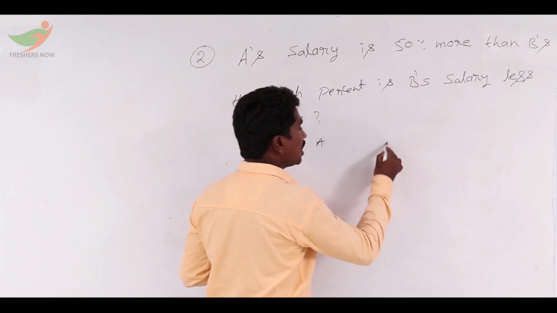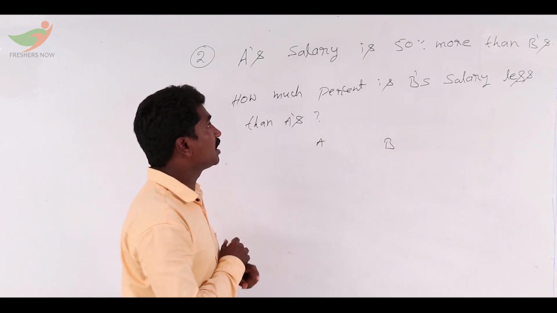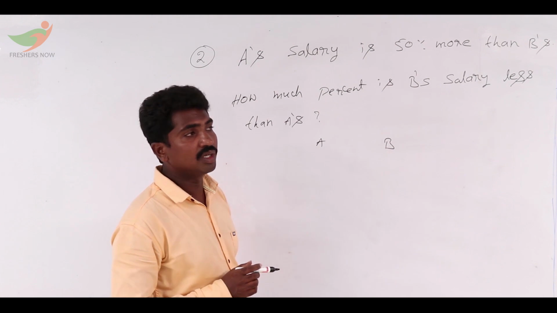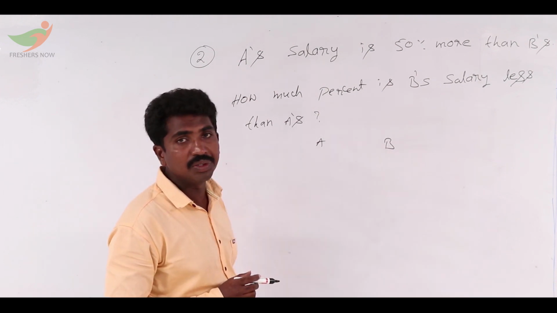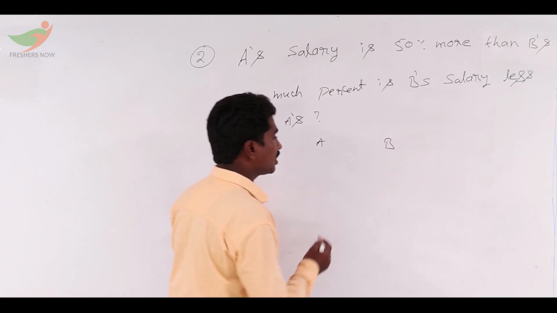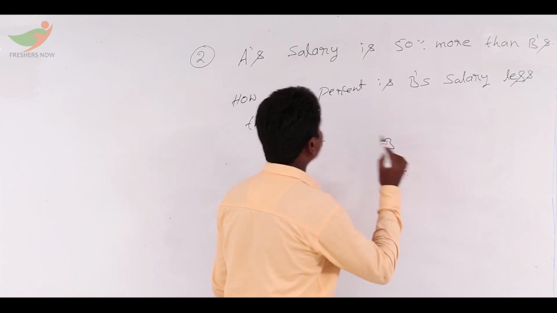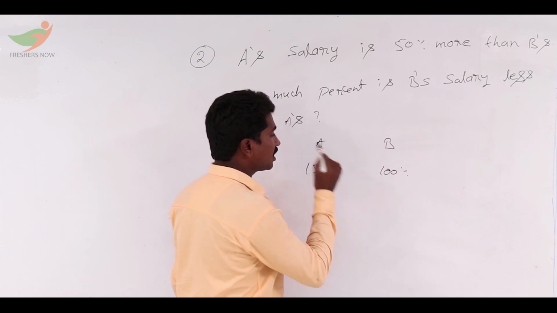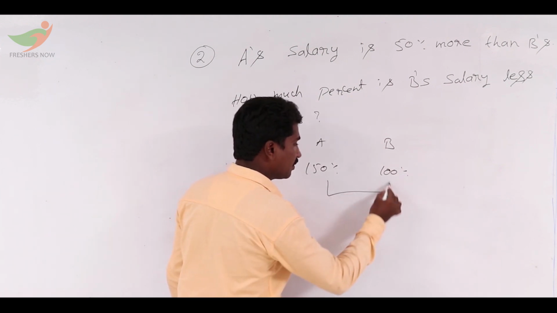There are two members, A and B. A's salary is 50% more than B. He is comparing A with B. We always take the unknown value as 100%. So I am taking B's salary as 100%. A's salary is 50% more, so A is 150%. Here the difference is 50.